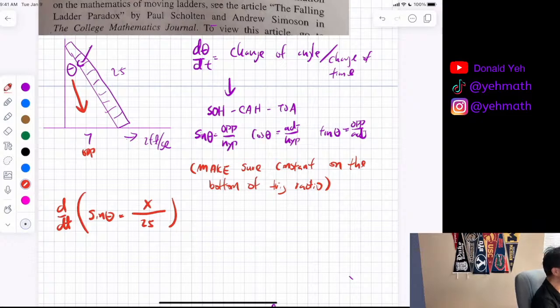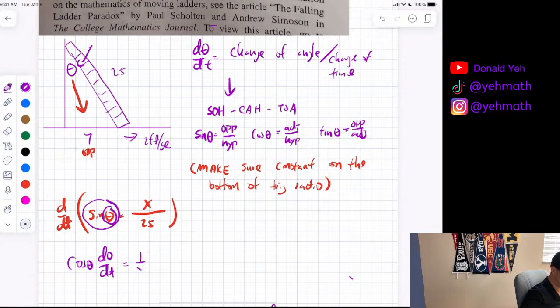Now, if I take a derivative with respect to time here, what am I going to get on the left-hand side? Be careful. Cosine theta, right? No, more than that. Cosine theta d theta over dt. Remember, there are two layers, right? So that's going to be cosine of theta and the d theta dt. And that's equal to 1 over 25 dx dt, because there is also x. You have to take a derivative with respect to time.